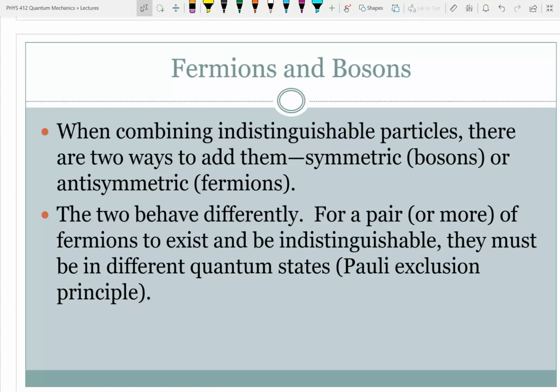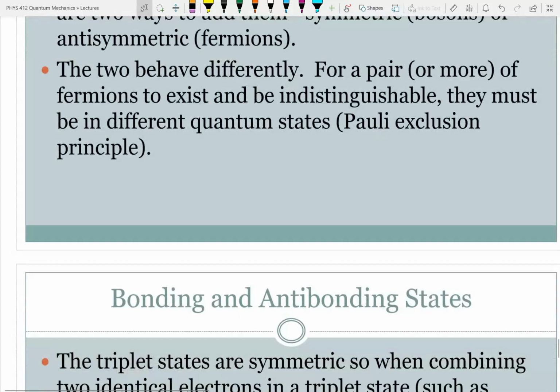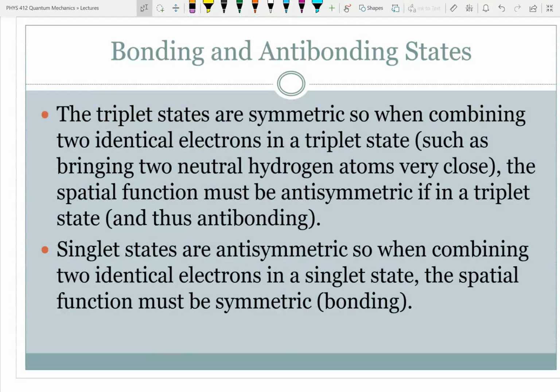When combining, yeah, we get symmetric and antisymmetric. The triplet states are symmetric states. And when combining two electrons in the triplet state, you're going to have a spatial function that would have to be antisymmetric, and that's anti-bonding. In the singlet state, then it's going to be bonding. And so, singlet state gives you bonding orbitals. The triplet state does not.